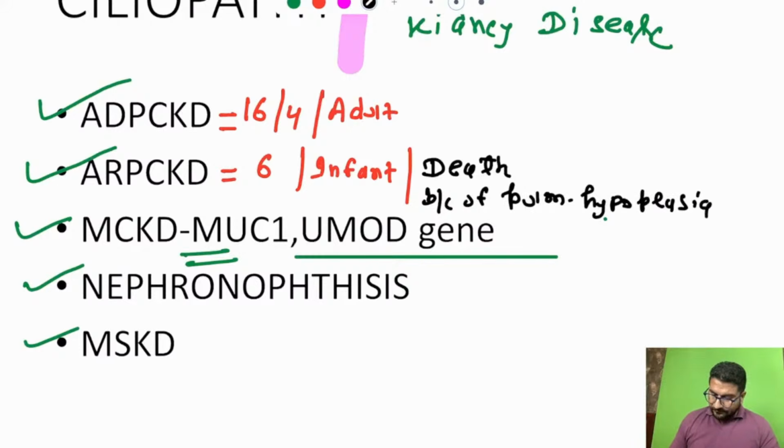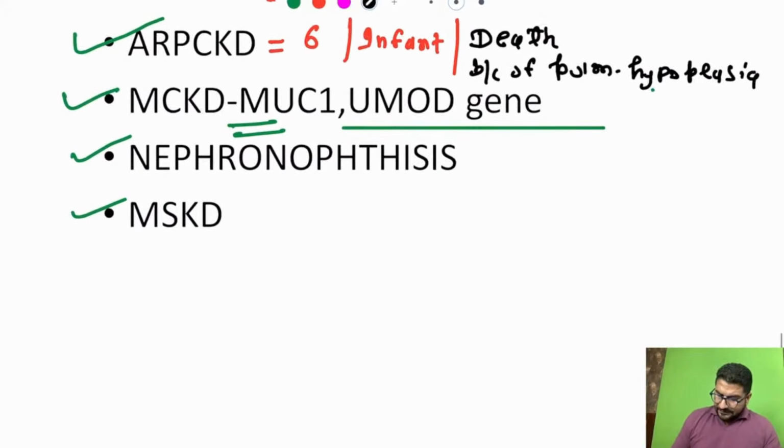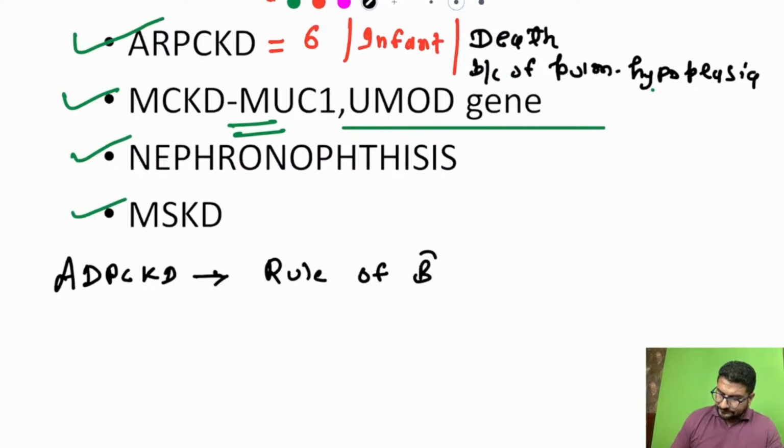Done. And ADPCKD, this will have variable onset. Now understand this a little. They ask you in the exam about ADPCKD, what are the other things. So I am writing ADPCKD here. ADPCKD's other features you can remember by a mnemonic. That mnemonic is the rule of B. So what is the rule of B?